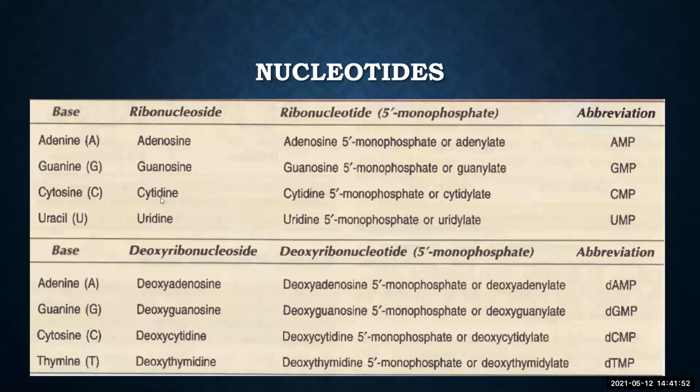Cytosine becomes cytidine because -dine is the suffix added for pyrimidine bases. So it becomes cytidine monophosphate, and uracil becomes uridine monophosphate. And if you can see here, the abbreviation remains very simple: AMP standing for adenosine monophosphate, GMP standing for guanosine monophosphate, CMP for cytidine monophosphate, and UMP for uridine monophosphate. So these are the names of ribonucleotides. That means these nucleotides will go and form RNA.